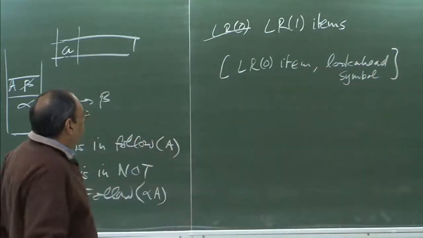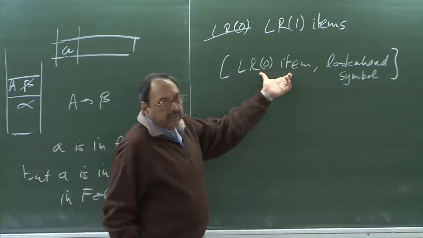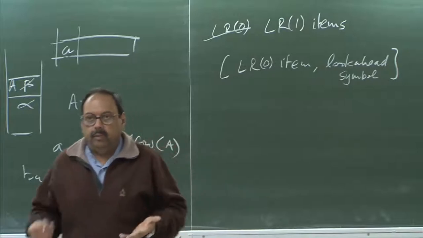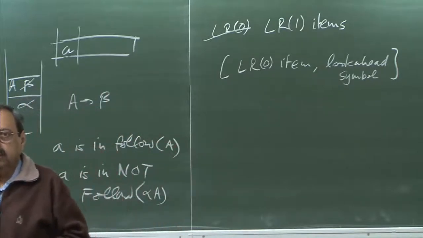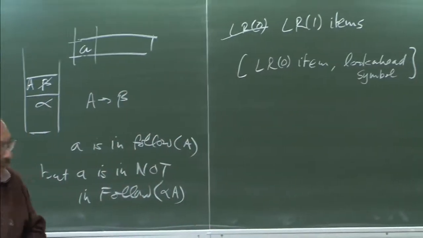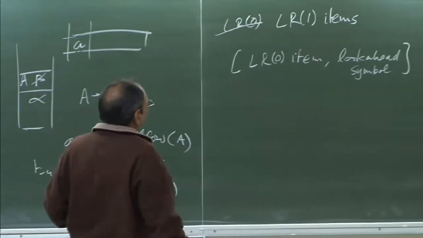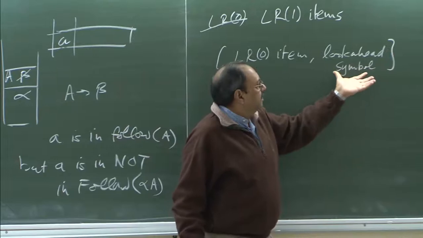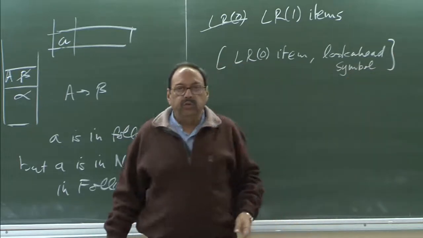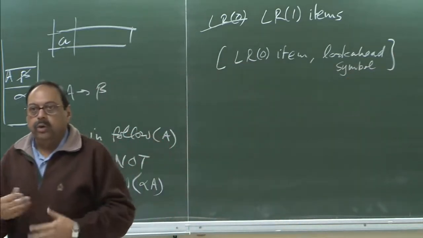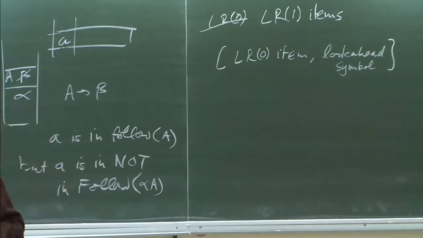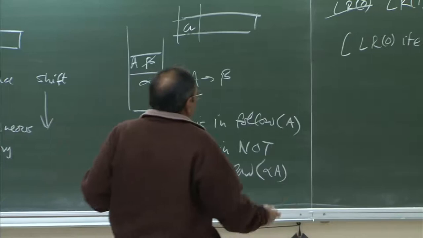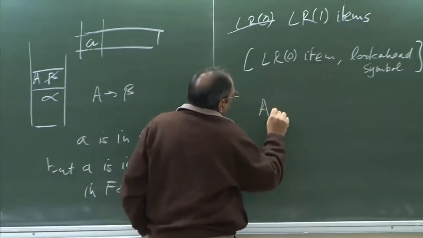So earlier, what was my LR0 item? An LR0 item was a production where I put a dot anywhere on the right hand side of the production. Okay. But here I am saying, let me also associate with this a symbol. Okay. And this symbol is eventually going to be used for reduction. Okay. So now I am going to carry extra state, extra information in every state.